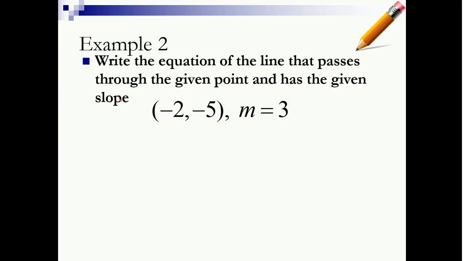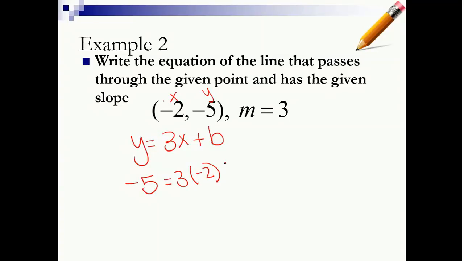Example 2. I'm going to write an equation that passes through the given point (-2, -5) and has a slope of 3. So let's start writing my equation here. I have y equals 3x plus, I don't know my y-intercept. But I do know x and I do know y. So here's my x and here's my y. Why can't we plug those in to find my b? So I got -5 equals 3 times -2 plus b, because this point's on the line. So if I find that, I'll find my line.